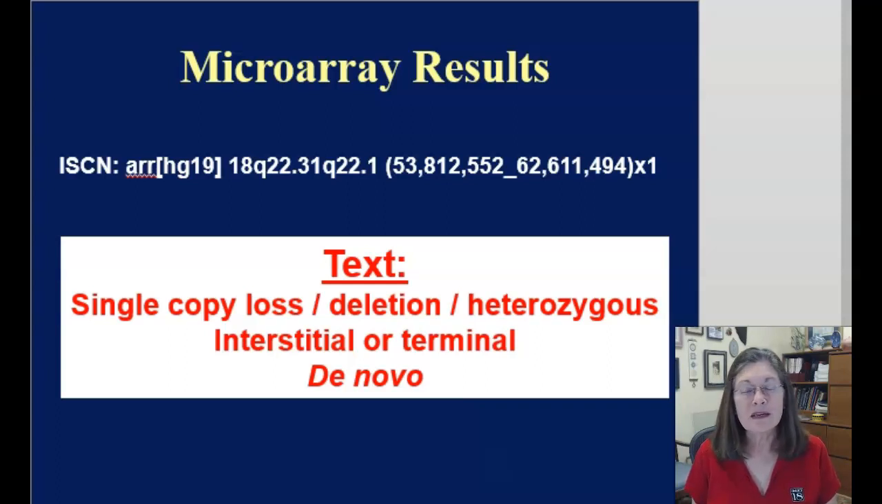It might also say de novo. So if this is something not seen in the mother or the father, then it would be considered de novo. And if the child has medical conditions not seen in the mother or the father, and this chromosome change is not seen in the mother or father, it would be thought that one is responsible for the other, or the chromosome change is responsible for the condition, and it would be called de novo because it's new in the child.